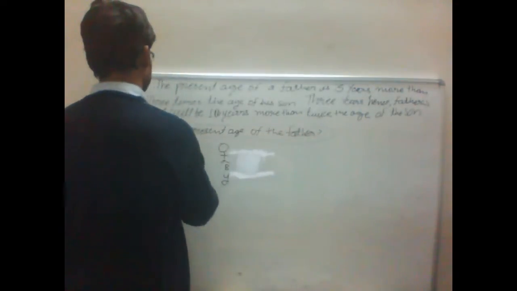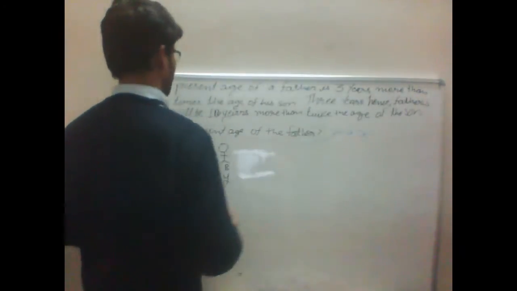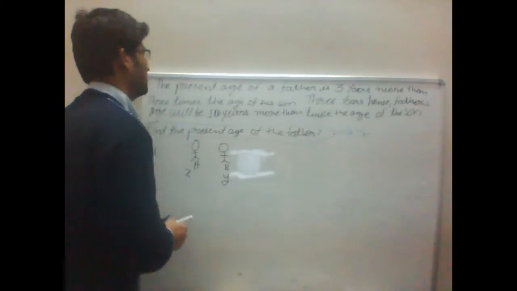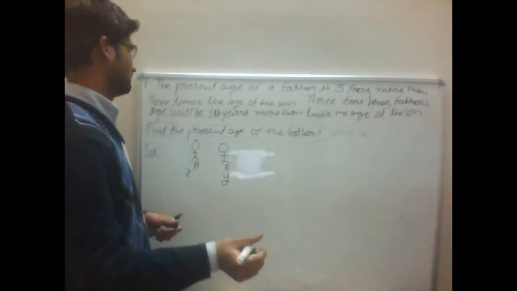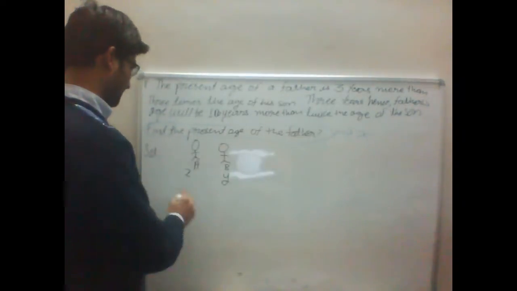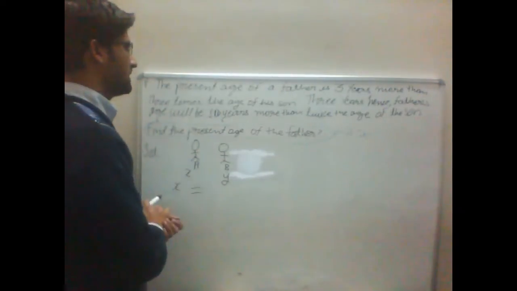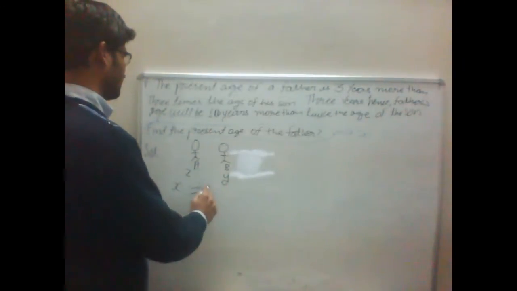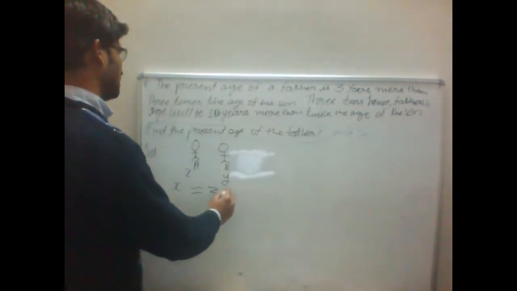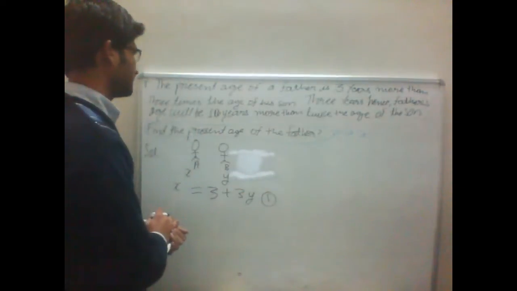So here also we have to chase for X. What is X? X is the present age of the father. Cool? The present age of a father here is X. No problem. It is 3 years more than 3 times the age of his son. Here we get equation 1.